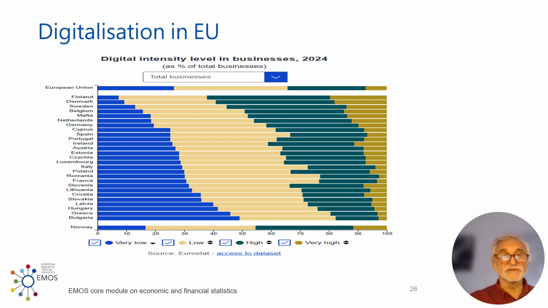So as promised, here you see the level of digital intensity in businesses in the different countries in the European Union. And you see Finland and Denmark on the one side, or Bulgaria and Greece on the other side. But again, based on data, based on statistics, you see policy relevant information on which you can build any policies if you want to further digitalization in Europe. You know where to start and where to go, or what the models are in this respect.